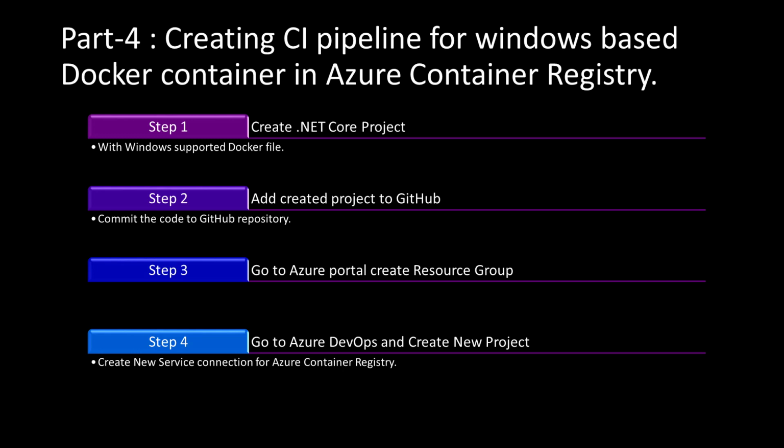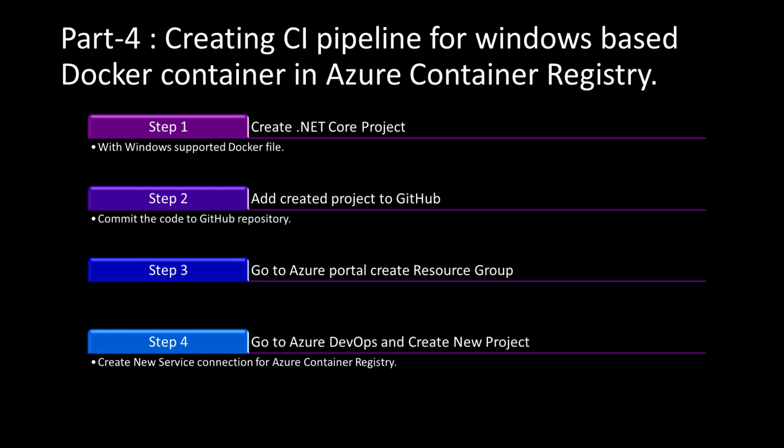In the previous video, we saw how to create a CI/CD pipeline for a Linux container. In this video, we will see how to create it for a Windows-based container. To achieve continuous integration, we are using Azure Container Registry. To do continuous delivery, we are using App Service Continuous Deployment.